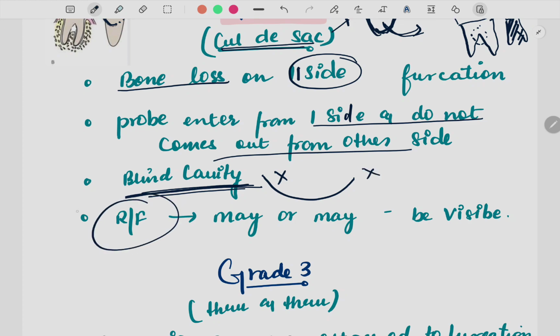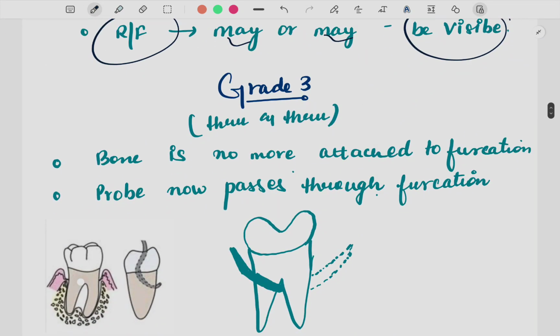Okay, then we come to the radiographic features. So you may or may not find the visibility of that bone loss. At times you can see the bone loss from one side, and at times you cannot. Okay, now coming to the grade 3. As we increase the grade, the severity is also going to increase. That's a normal thing. Grade 3 is usually said to be a through and through grade.